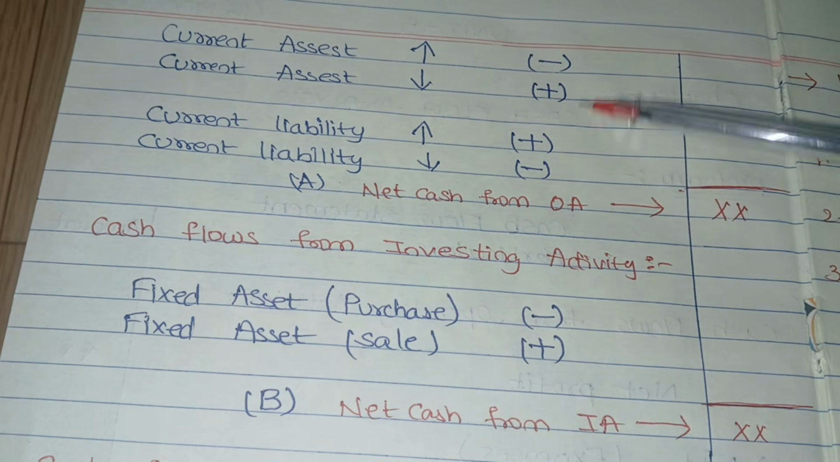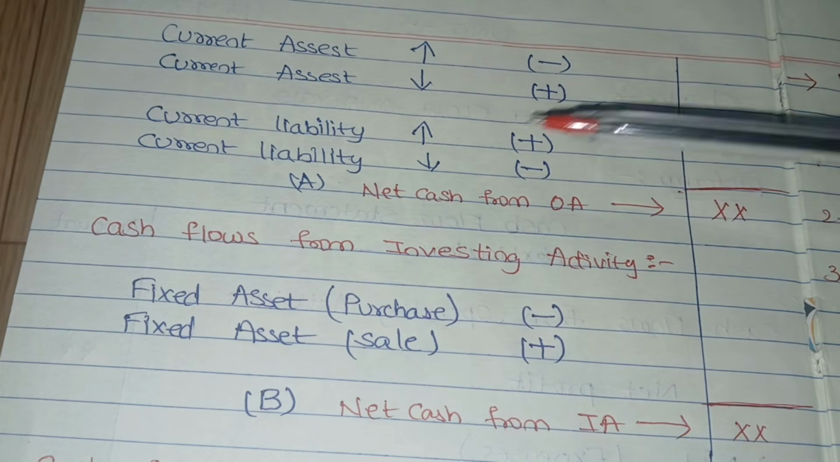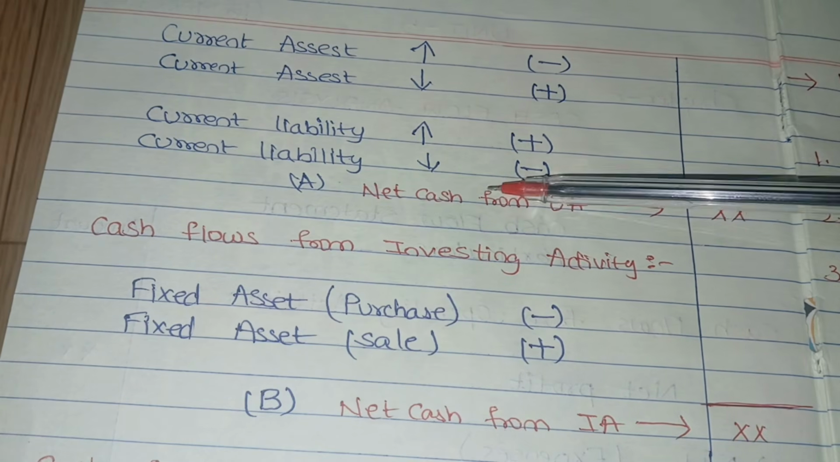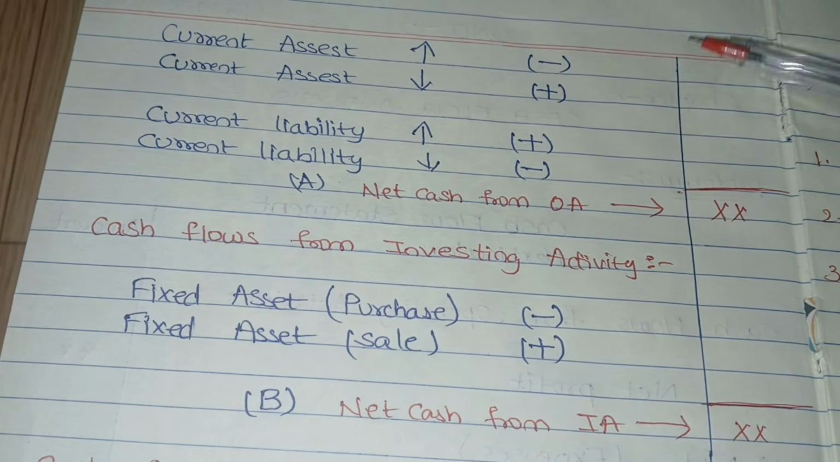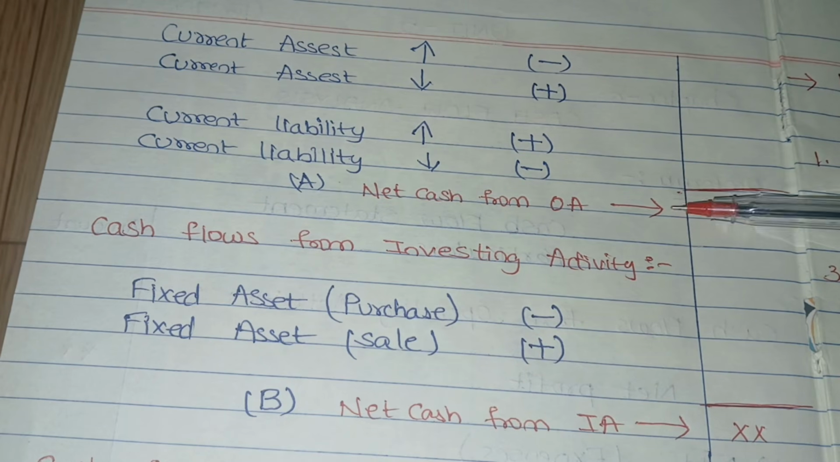After doing this, you need to add everything, and the final amount is called net cash from operating activities. So operating activities is over.